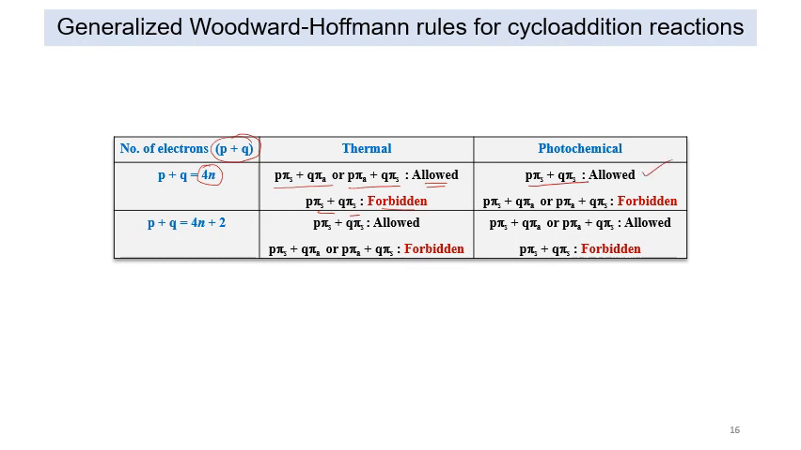On the other hand, if p plus q is 4n plus 2, then p pi supra plus q pi supra is thermally allowed. In the photochemical process, p pi s plus q pi a, or antara, is photochemically allowed. So what we need to remember is the allowed processes, and the forbidden processes shall automatically follow.